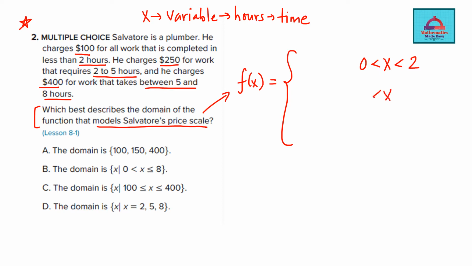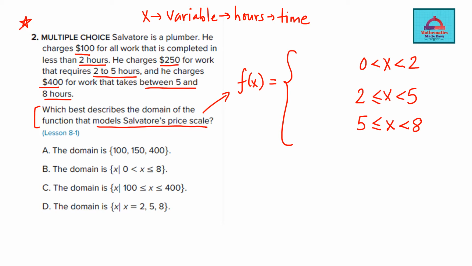Let's take the next value where x is lying. x is lying, the time is lying between 2 to 5 hours. Now here I did not take the equality, so that means this time I need to take equal, so 2 to 5. Next, he charges $400 for a work that takes between 5 to 8. Now, if I'm not including equal to here, then I'll include 5 here, equal to, and the maximum is 8 hours, so less than 8. This is the three parts.